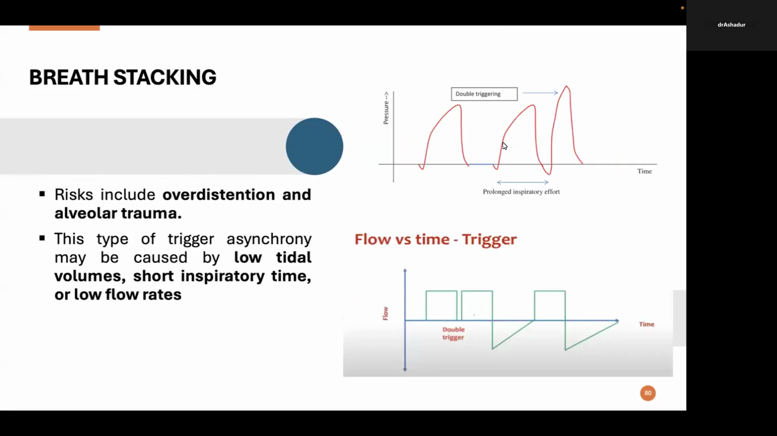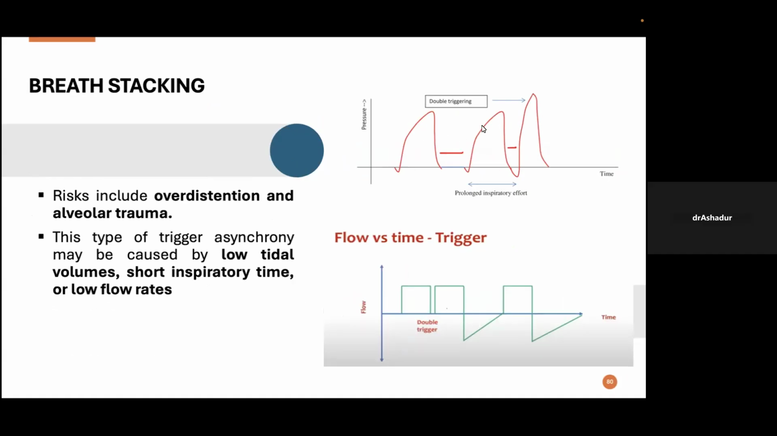Suppose this breath interval, this one, again suddenly another breath has come. So by pressure curves, it looks something like this if there is breath stacking. That is also known as double triggering. So in flow curves, again, there will be some sort of a picture like this. So that means that probably there is breath stacking.